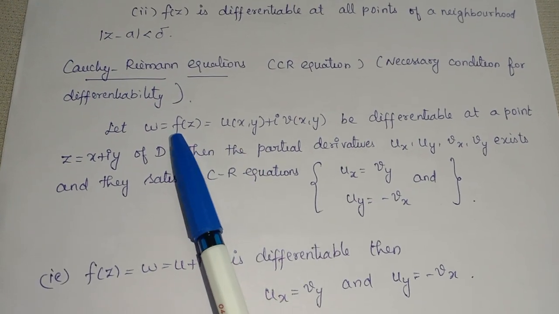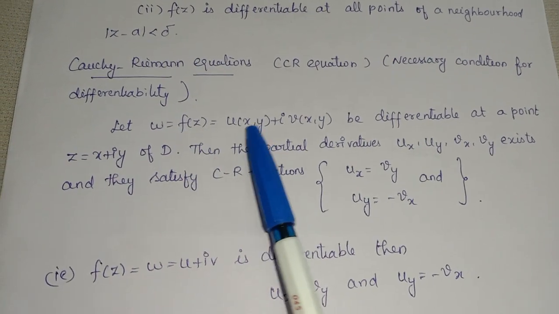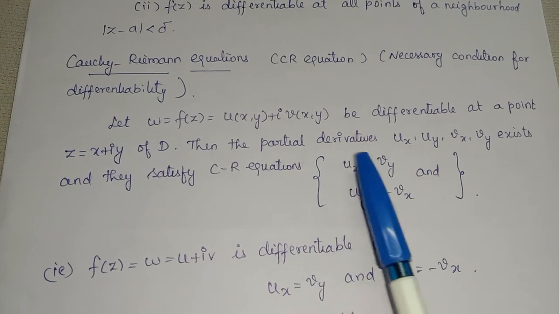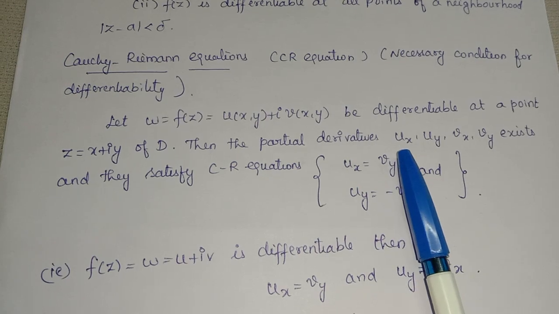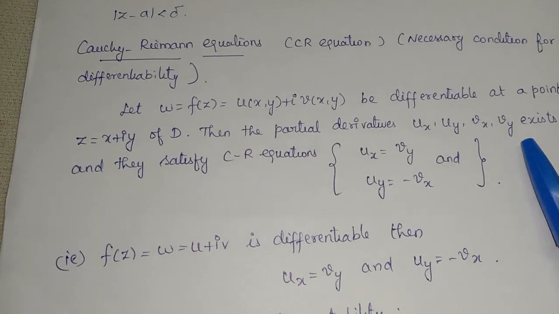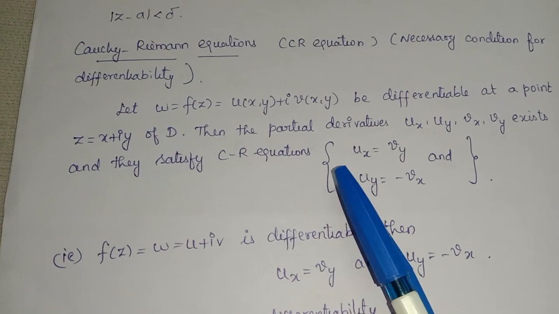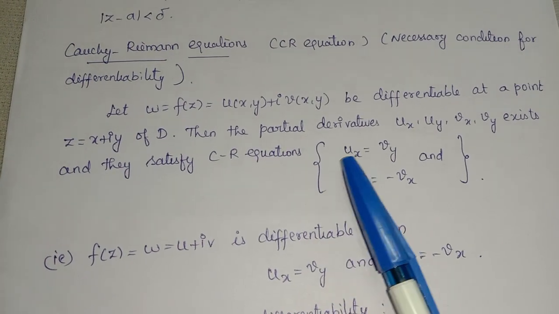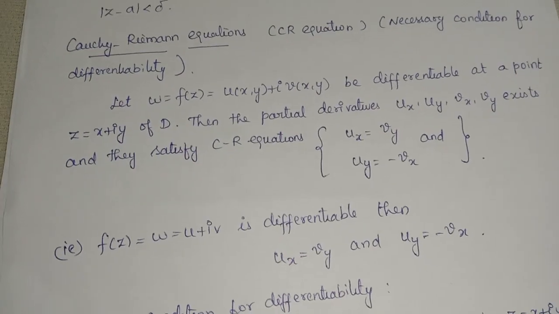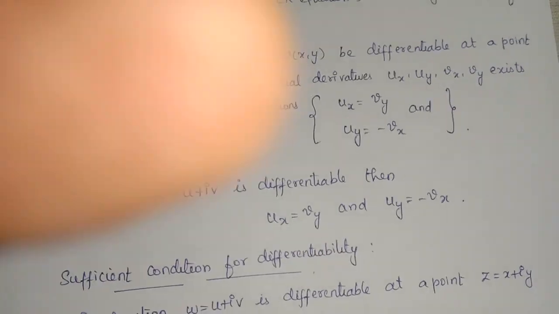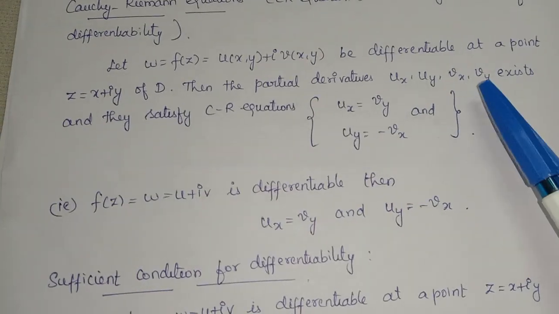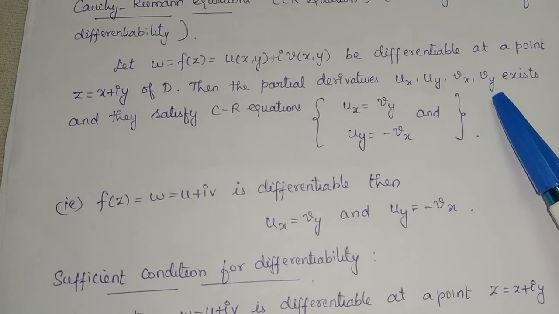We take a function f of z equal to u plus iv, and this is a differentiable function, and all its first order partial derivatives ux, uy, vx, vy all exist and they satisfy Cauchy-Riemann equations. ux means differentiation of u with respect to x, uy means differentiation of u with respect to y, vx means differentiation of v with respect to x, and vy means differentiation of v with respect to y.